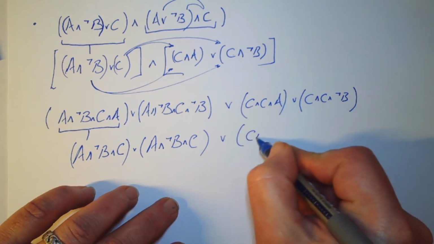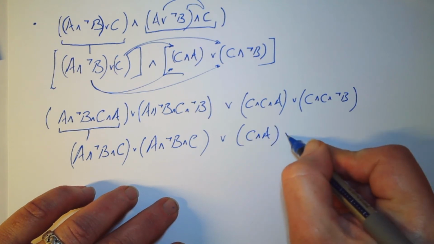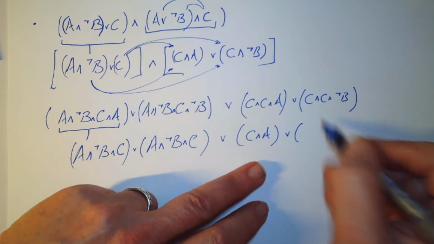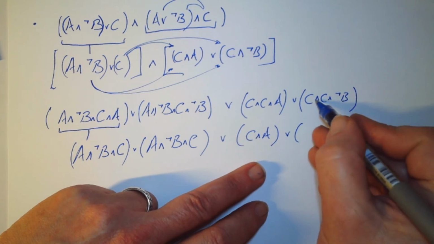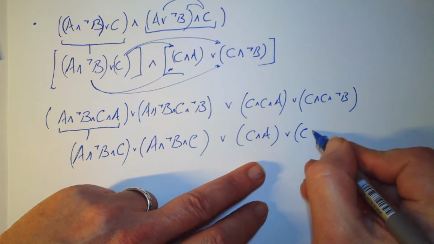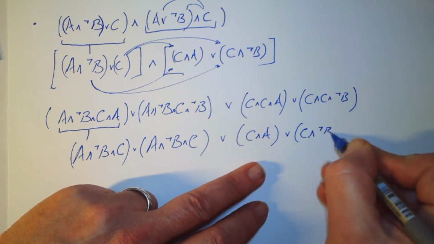So I'm going to have C and A. Okay, and then I'm going same on this side, guys. I've got two C's, which will give me C and C, just evaluates to the C. So C and then I've got my negative B.